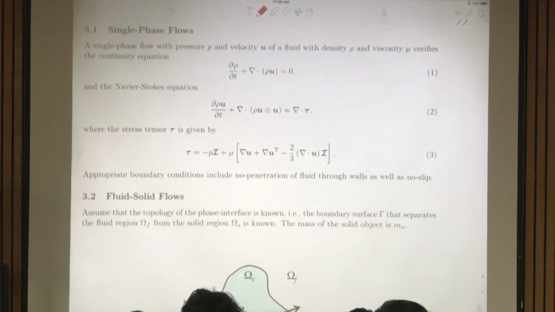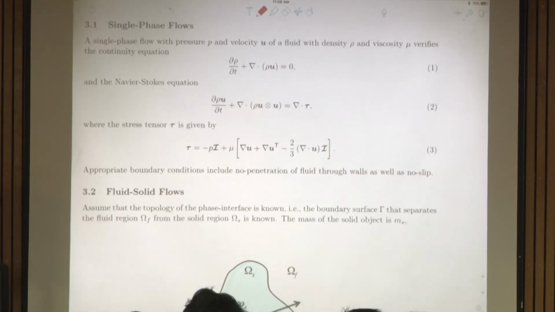The Navier-Stokes equations, the same way: d rho u dt plus divergence of rho u dyadic u, okay? You go from one country to the next, people are used to different notations, but this is just a rho u dyadic product, leading to a second order tensor.